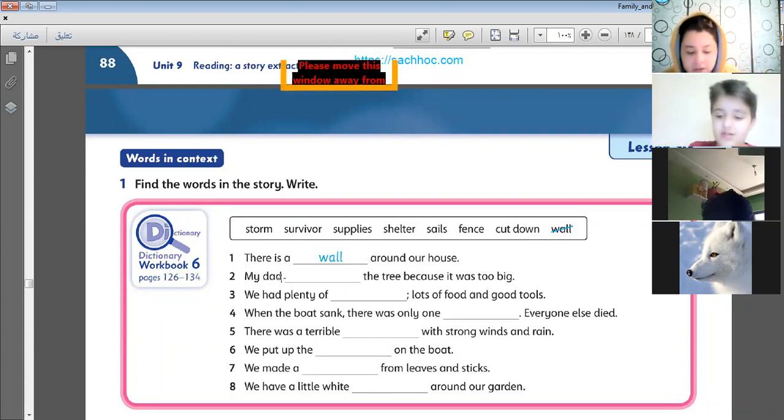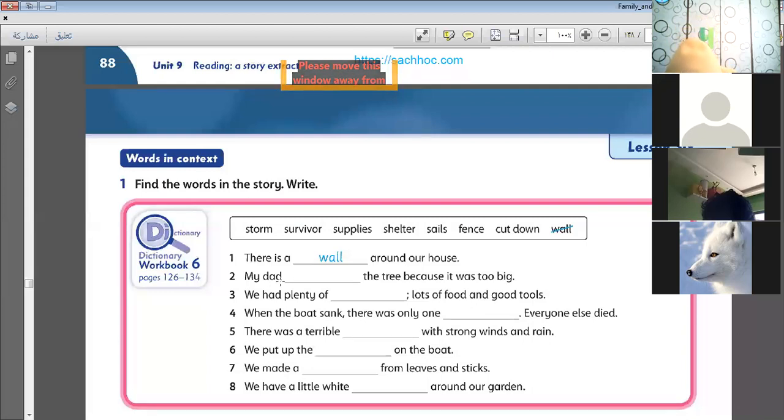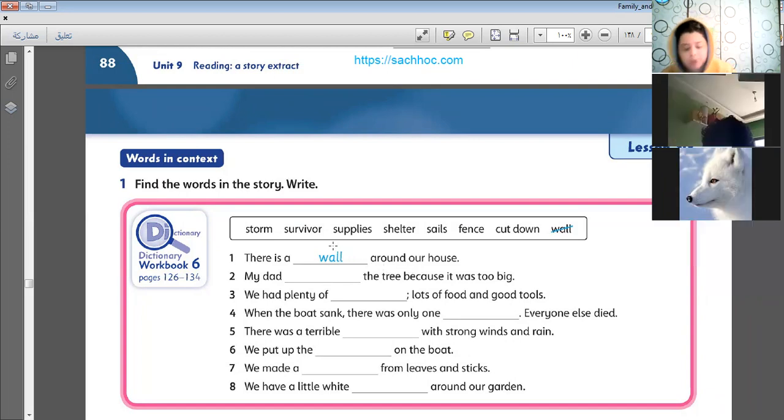Number 1: There is a wall around our house. Number 2: My dad cut down the tree because it was too big. So, cut down. It is next to it here, marked in blue. So number 2, cut down. Now let's move to number 3. Thank you, Hakam. Appreciate that.